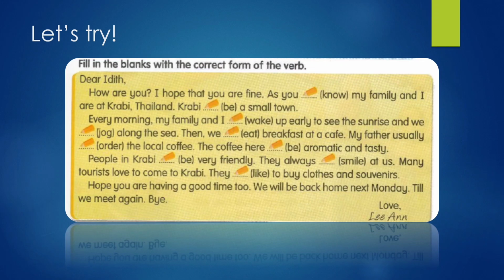Here it is. How are you? I hope that you are fine. As you, in brackets, know, my family and I are at Krabi, Thailand. So, first of all, you need to look at the subject pronoun. Here, the subject pronoun in this sentence is you. So, look at the verb in bracket. The verb is know. If you still remember the table that I have mentioned earlier, if you use the subject pronoun you, you don't have to change anything to the verb. So the verb know remains the same.